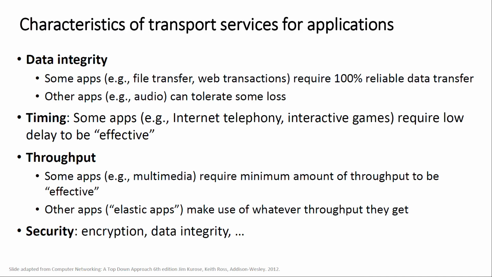For timing, some applications, for example internet telephony and interactive games, require low delay to be effective. And for throughput, some applications like multimedia require a minimum amount of throughput to be effective. Other applications, called elastic applications, make use of whatever throughput they get. For instance, for file transfer, it depends on how fast the communication is. If it's fast, you download it faster. If it's slow, then you wait a little bit more.